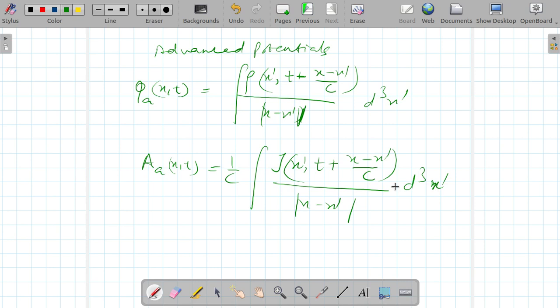So that means here I have defined the retarded and the advanced potentials in this lecture, and then I will use the idea of retarded potentials to derive the expression for the Lienard Wiechert potential. So in the next lecture I will talk about the Lienard Wiechert potential.